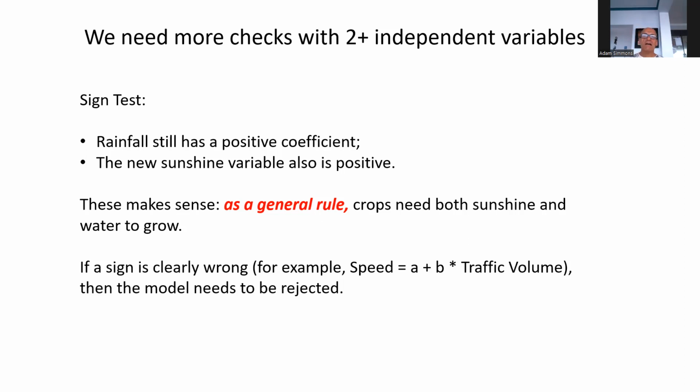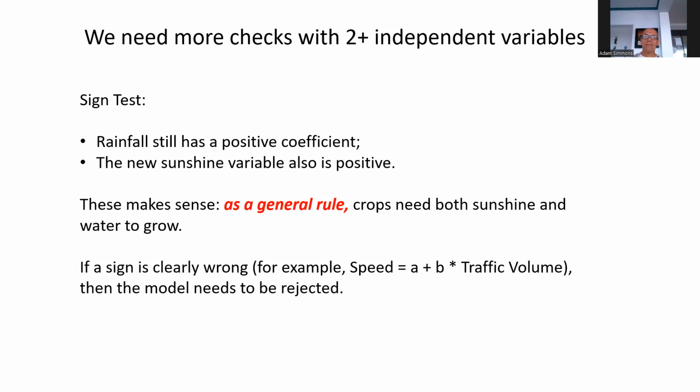Now, I have myself been in situations where I've got these great results, everything's good, high R squared, significant coefficients, and then I actually look at the coefficients and think, hold on, is this the right sign? Let me give you a very good example. If you look at the relationship between speed and traffic volume, clearly as traffic volume increases, speed will decline.